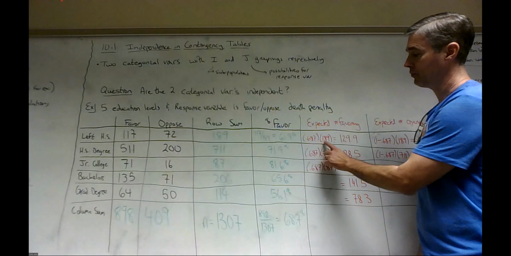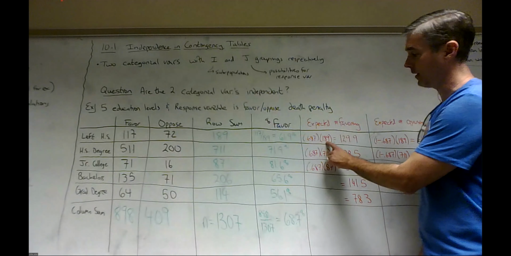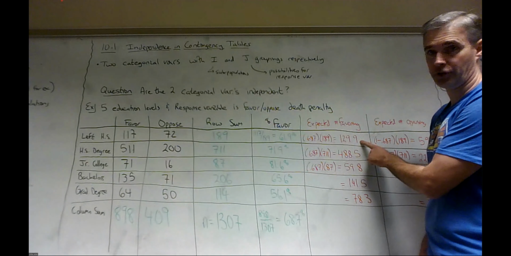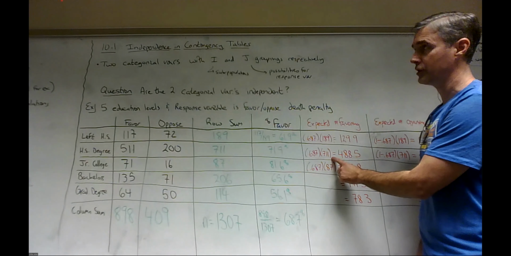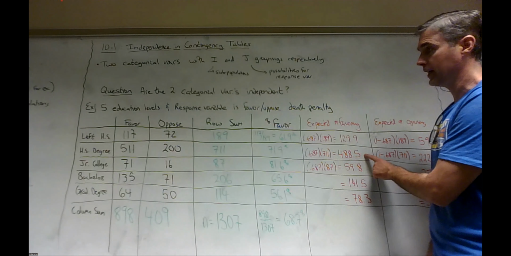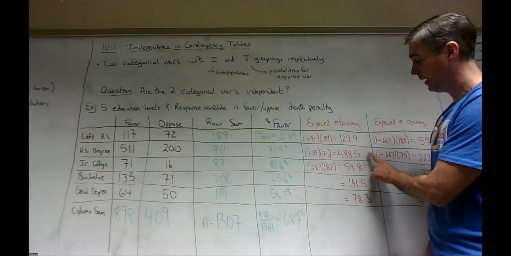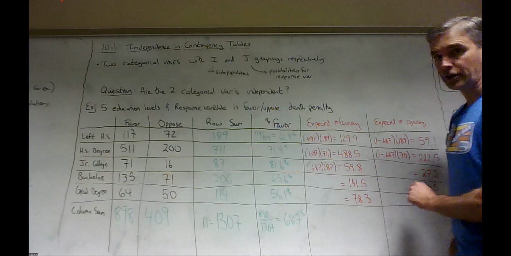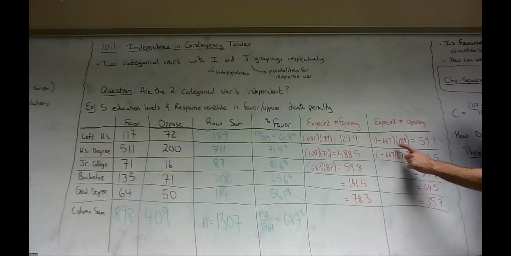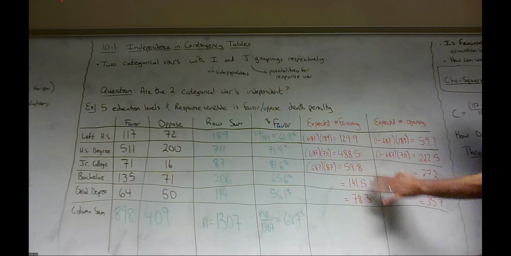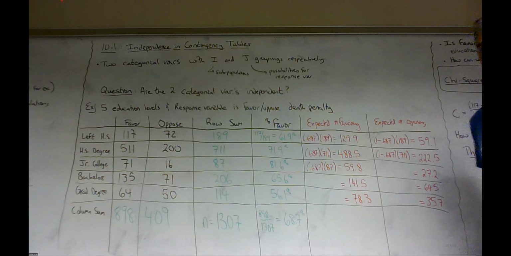So 68.7% of the 189 people who didn't finish college or high school would have been about 130. 68.7% of the 711 people whose highest level of education was a high school diploma would have been 488.5 who favored the death penalty, and so on and so forth. And I could do the exact same thing with the expected number who should have opposed the death penalty. So it's 1 minus 0.687 times all the non-high school degree people, 1 minus 0.687 times all the high school degree people, and so on and so forth. So I have the expected favoring and the expected opposing, okay?